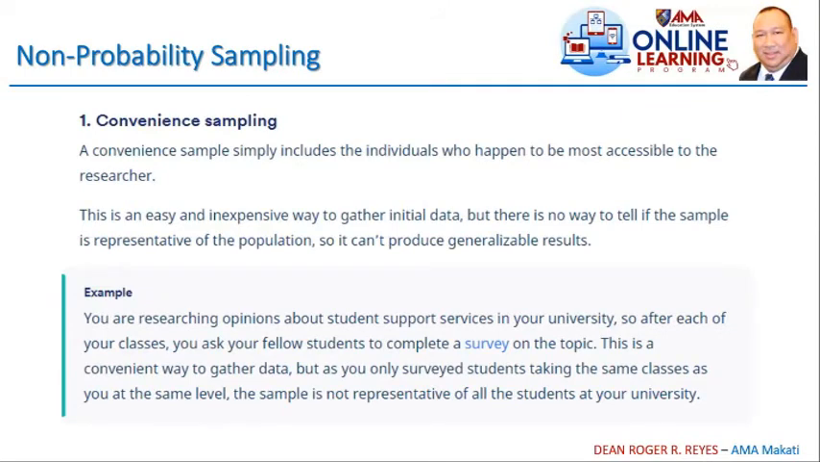So you are researching opinions about student support services in your university. So after each of your classes, you ask your fellow students, your classmates, to complete a survey on the topic. This is a convenient way to gather data. But as you only surveyed students taking the same classes as you, at the same level, the sample is not representative of all the students at your university.